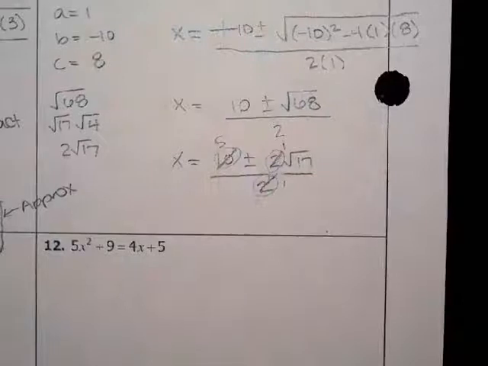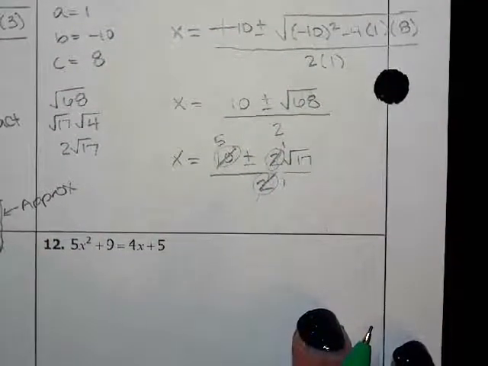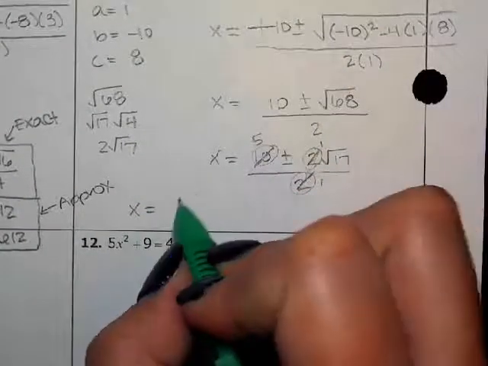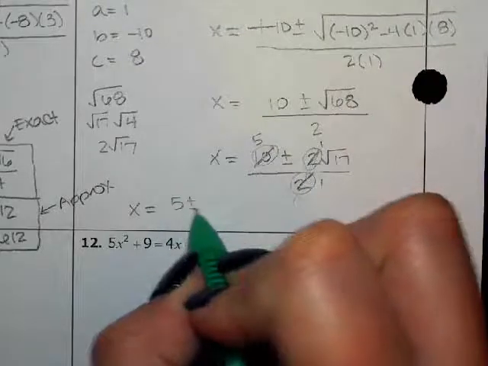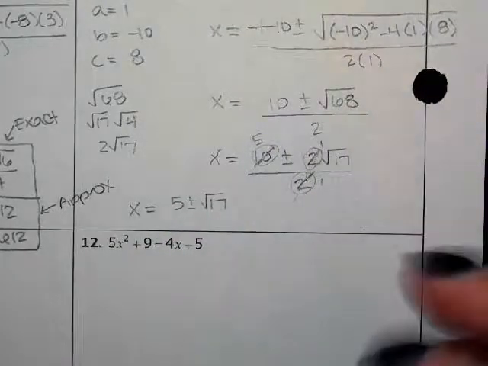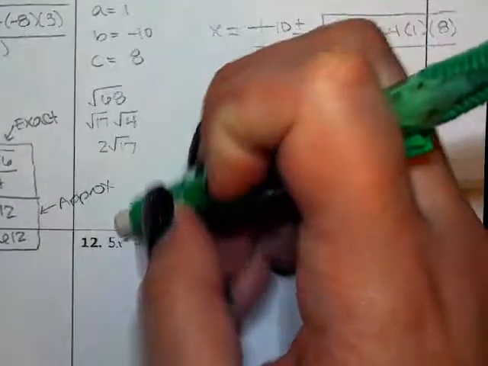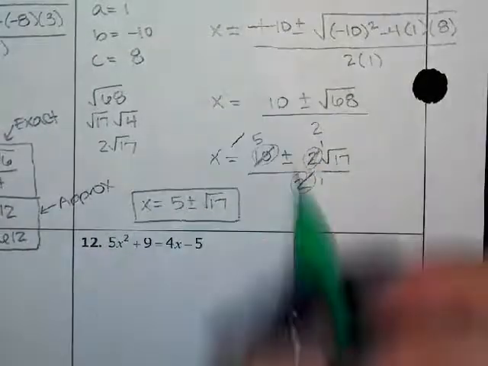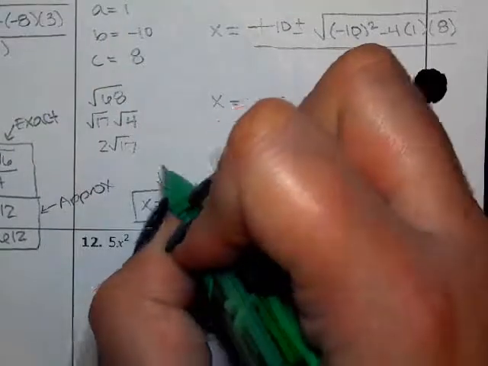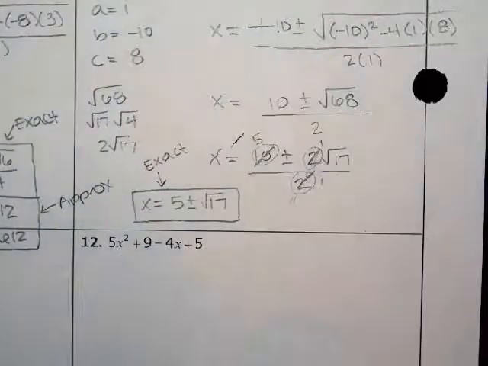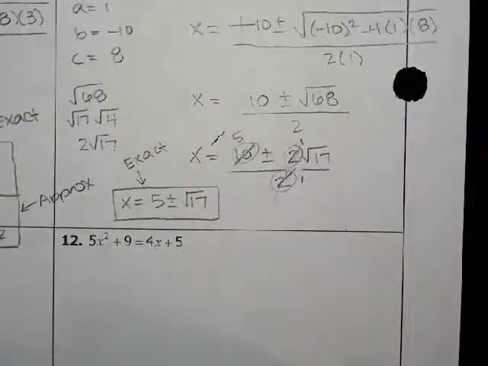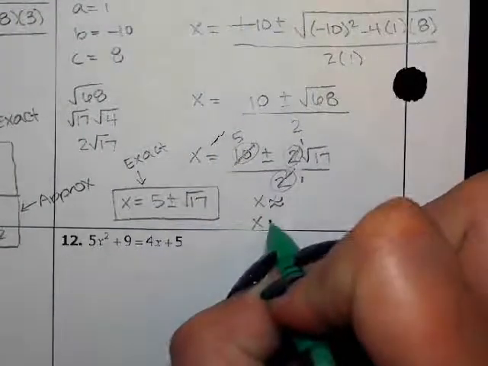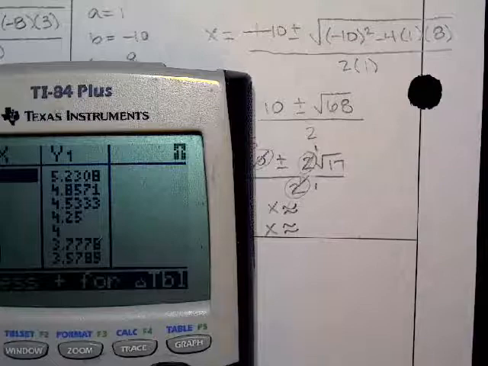All right, we got x equals 5 plus or minus square root 17. Now it's over 1, so I don't even have to put it as a fraction anymore. Okay. All right, here's my exact answer. How do I get my approximate answer? Plug it in. We get our squiggly equal signs. We don't have to have them, but they're fun to write, so why not? 5 plus square root 17.